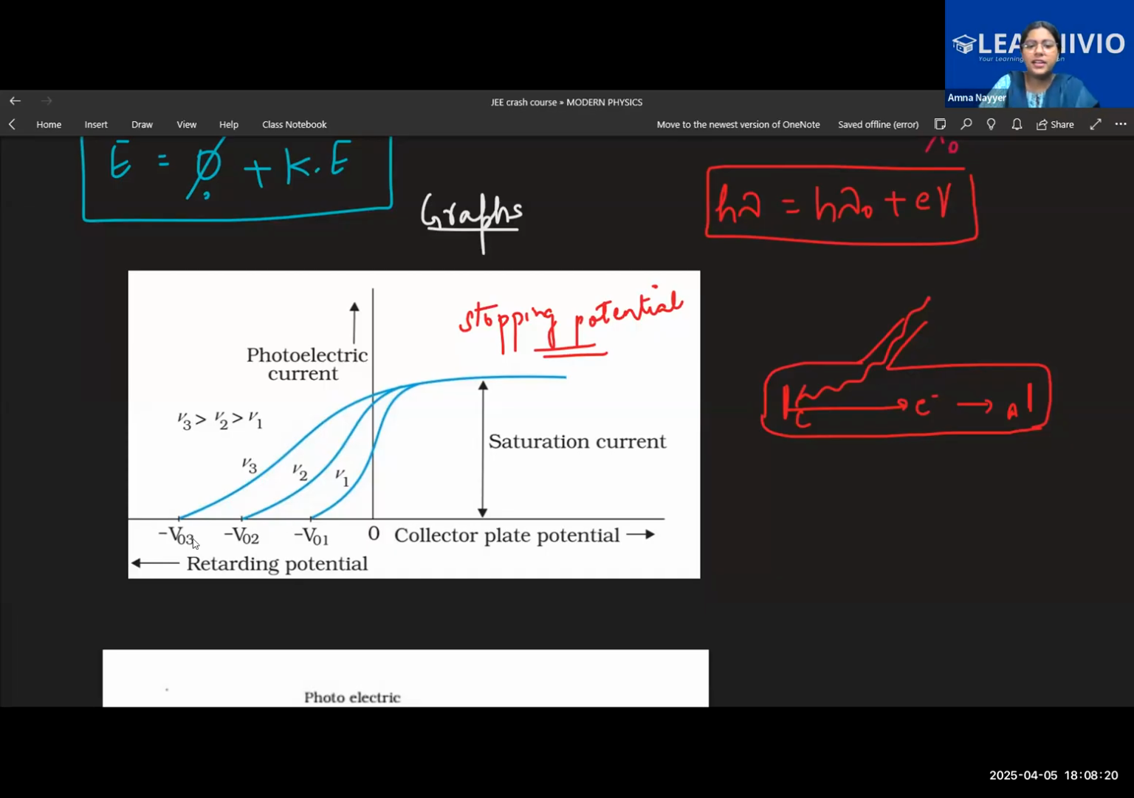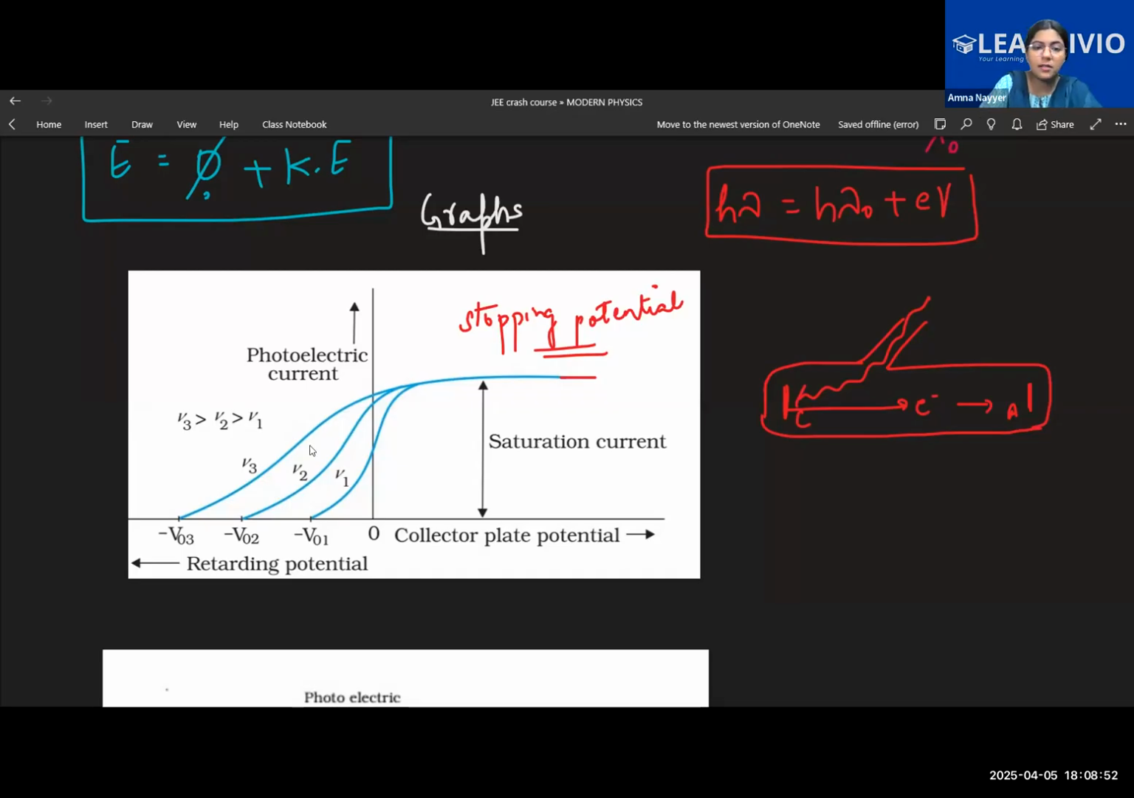Now, for different potentials: stopping potential is basically the retarding potential, for which the current stops. When you increase the value, they become negative. For one current, there are different values of stopping potential. You keep on increasing the value of stopping potential, and all will lead to the same value of current. This current is one value for all of them, which is called the saturation current.